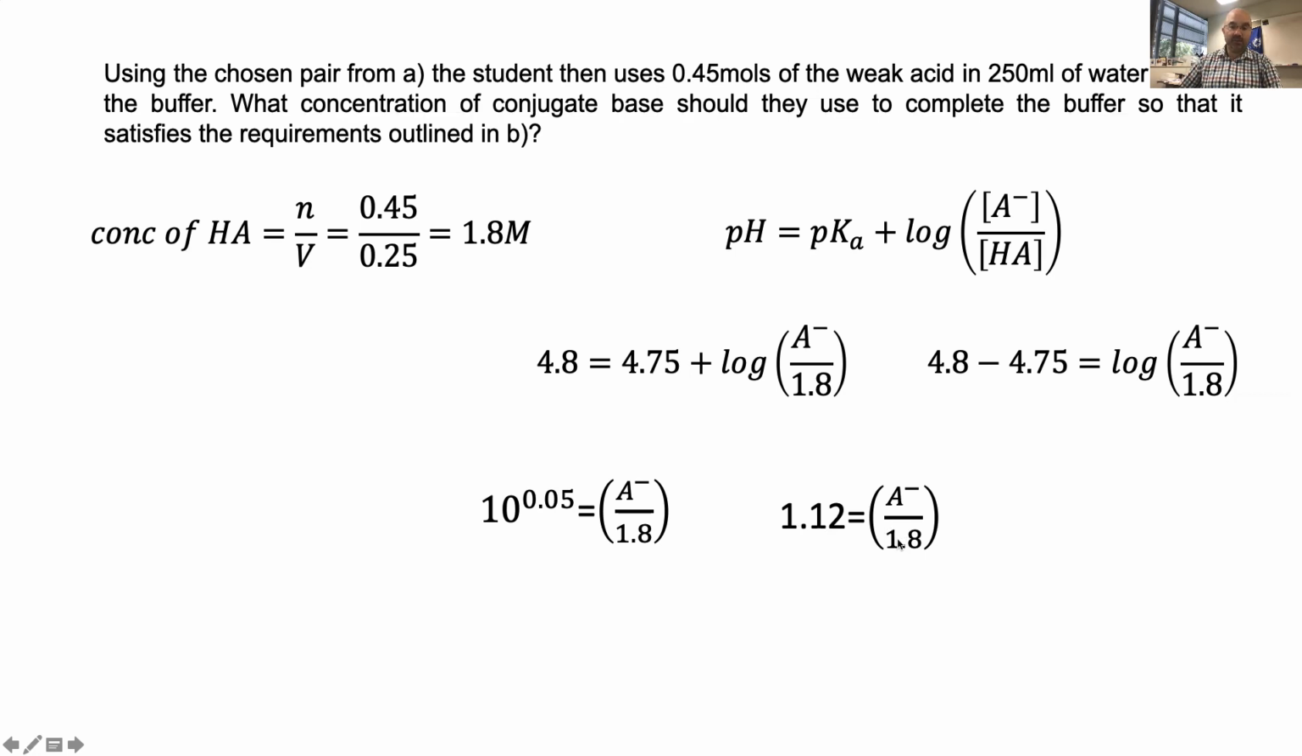And now it's an easy thing to make A minus the subject because we multiply both sides by 1.8. And then 1.12 multiplied by 1.8 will give you the concentration needed. And so we need a concentration of conjugate base of 2 moles per liter.